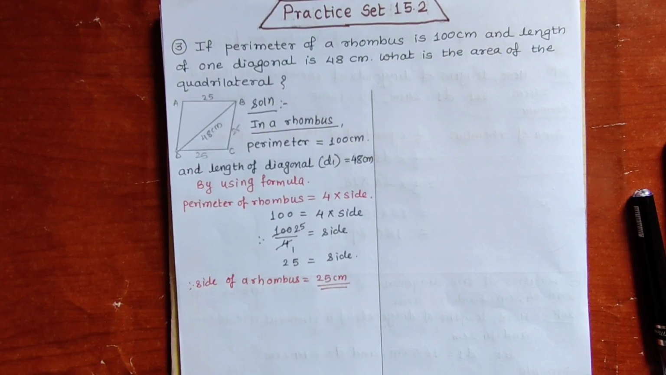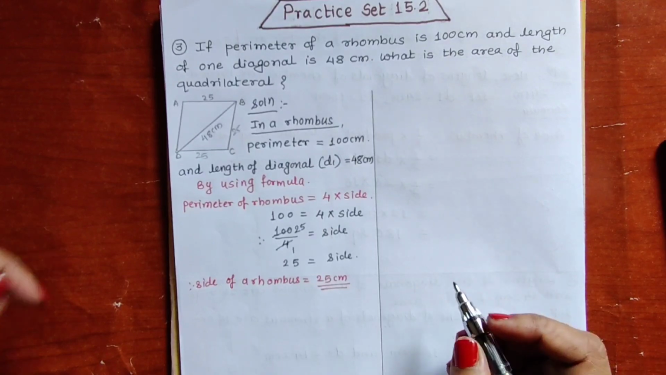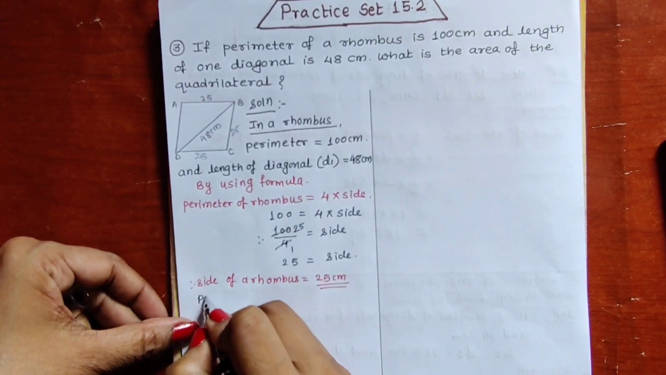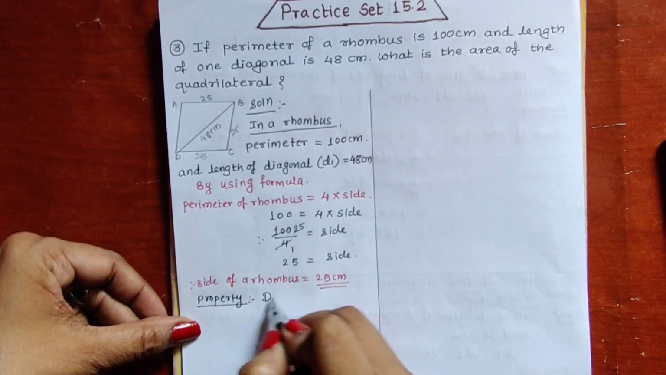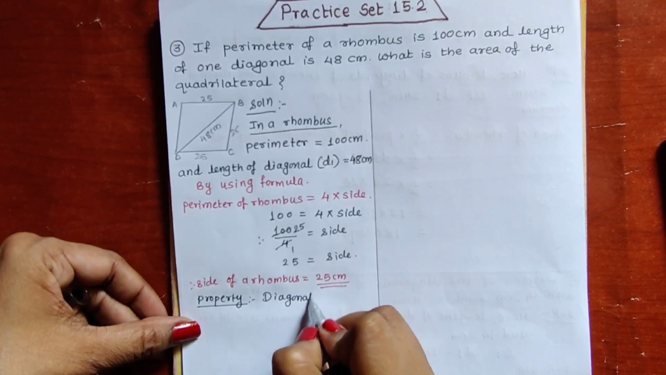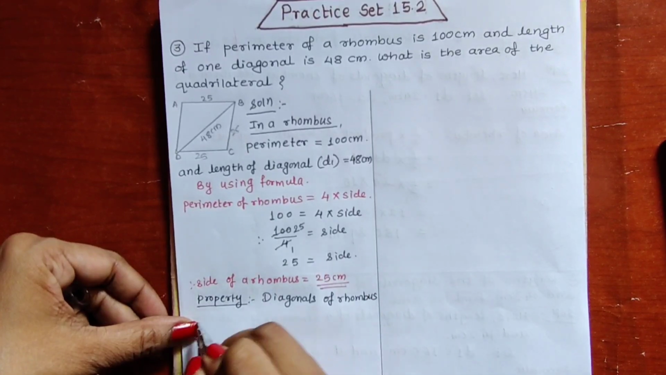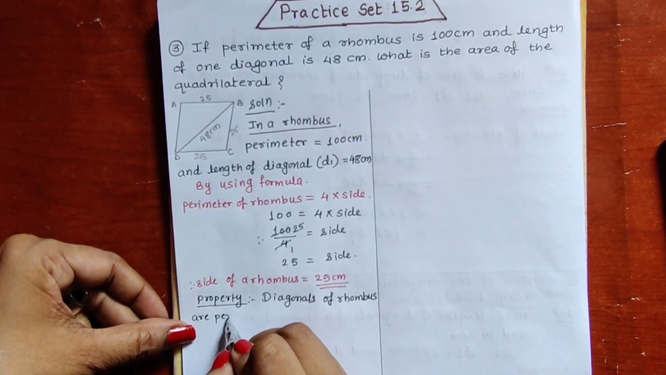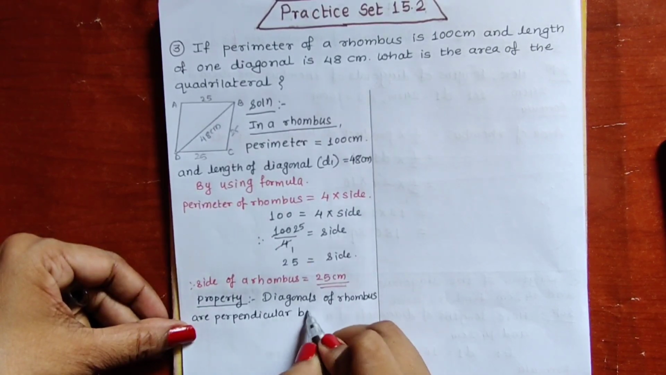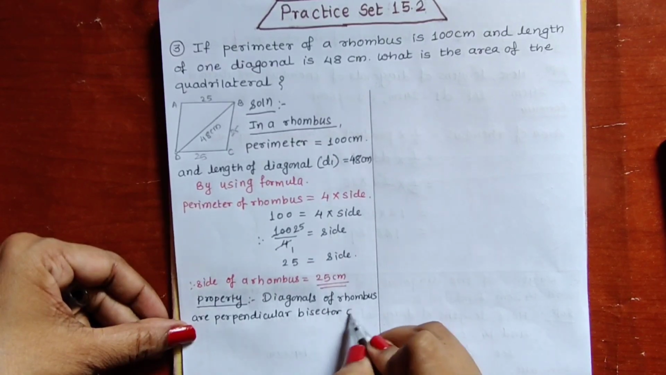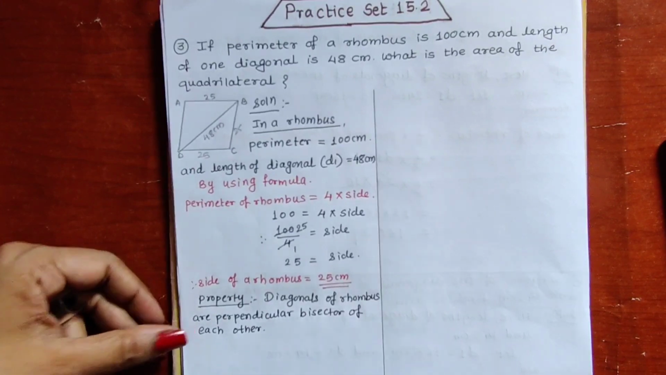Now let us apply the property of diagonals of rhombus. In the beginning of this video only I told you the properties of diagonals of rhombus. That property is: diagonals of rhombus are perpendicular bisectors of each other. So we will be using this property of diagonals of rhombus.